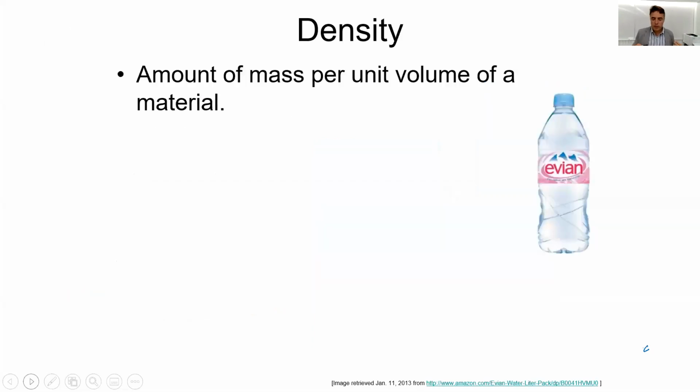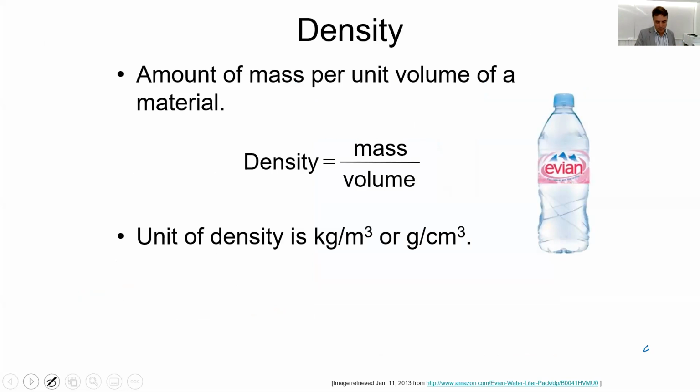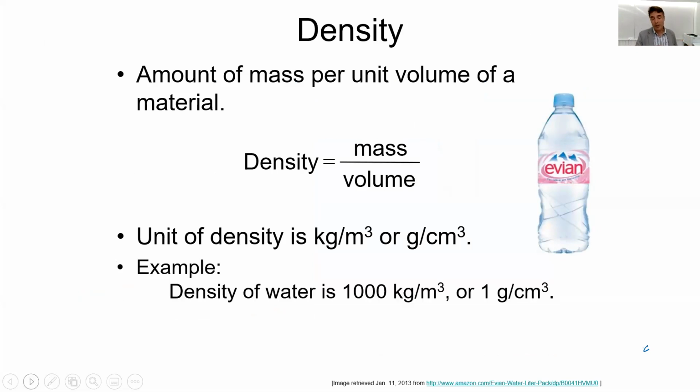The next slide is density. Density is the amount of mass per unit volume of a material, so mass divided by volume. The unit of density is either kilograms per meter cubed or grams per centimeter cubed. That might have been what you were thinking about: the density of water is 1 gram per cc, so 1 is the number if you're measuring in those units. But when you convert it to kilograms per meter cubed, it goes up to 1,000.